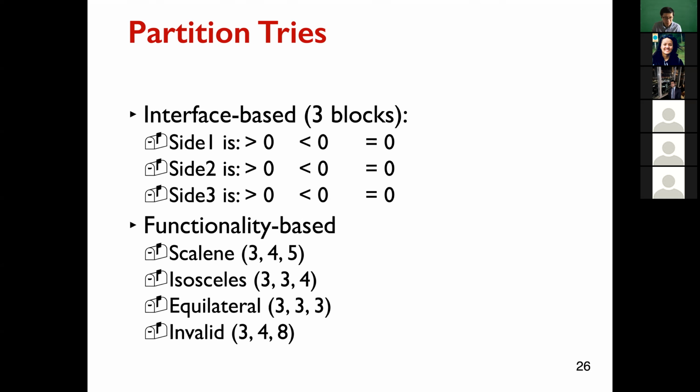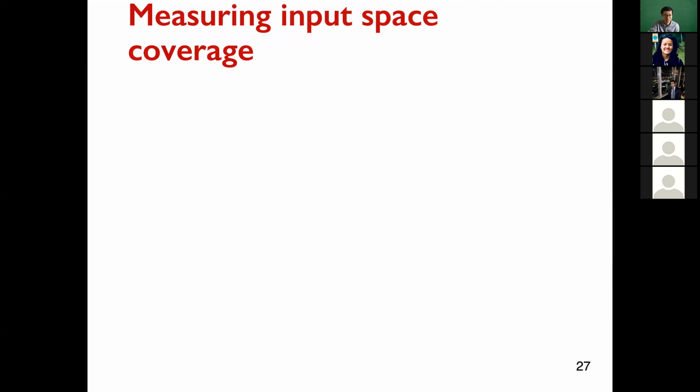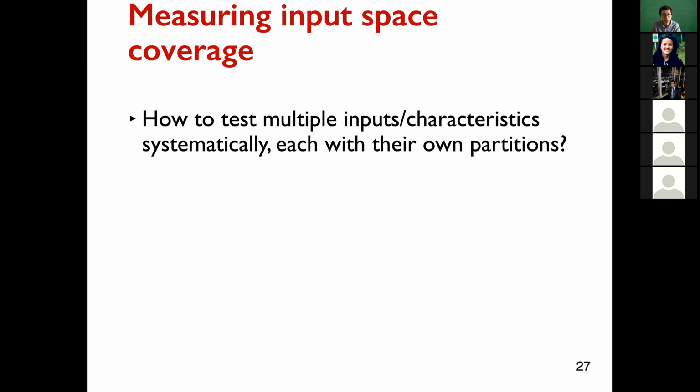Okay. This is a quick overview of what I already discussed before, right? So here, and then we will discuss how to measure the coverage of the input space. Okay. So this is the topic of our today's lecture. So how to test multiple inputs characteristics, right? And each input would have their own partitions. How can we do this test?